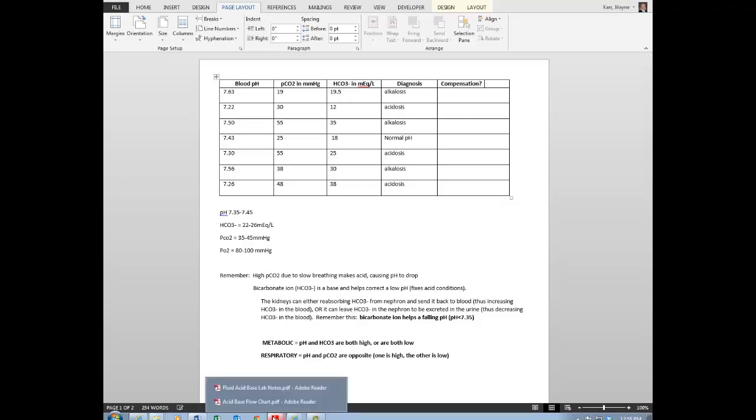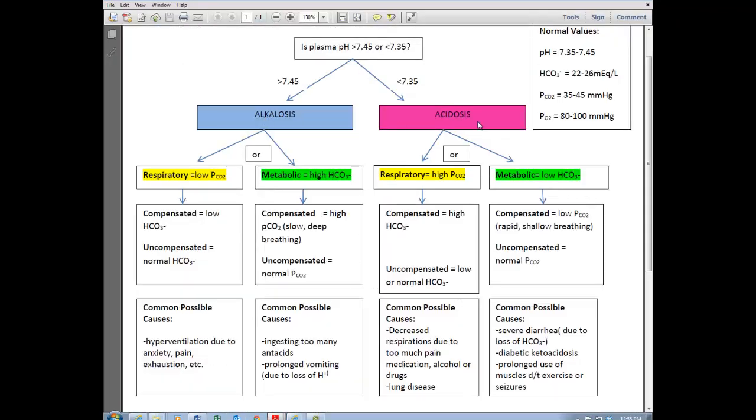So now we've determined we've got acidosis or alkalosis. Now we have to determine between these two. Is it respiratory? Is it metabolic? Well, we know that CO2 makes acid. So if I see a low PCO2 and a high pH, I know that is going to be due to the respiratory system, because remember CO2 makes acid, so if I have low acid due to respirations being too high, then that's going to create an alkalosis.